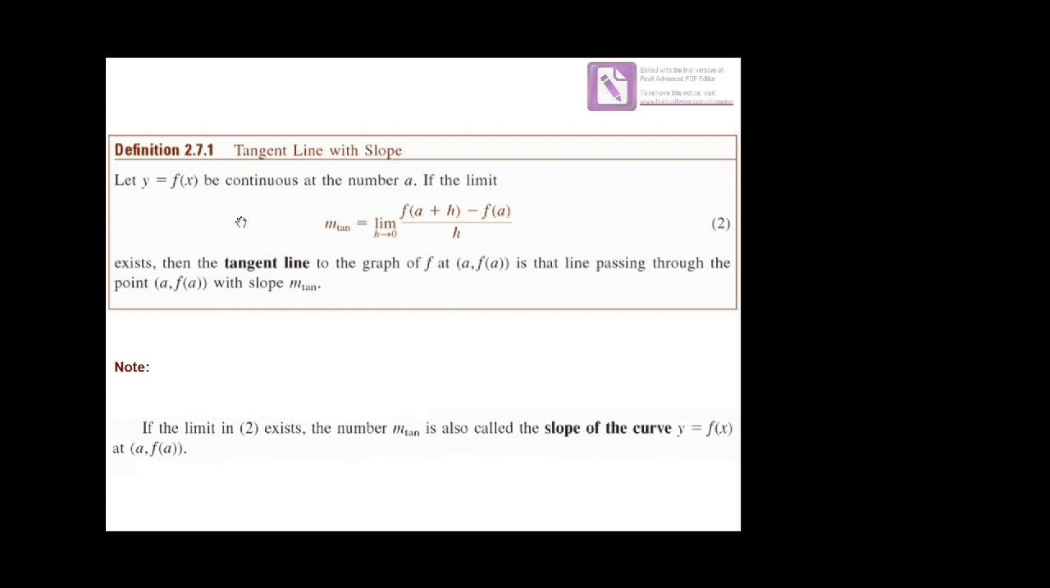So if your function f is continuous and you have a tangent line passing through the point (a, f of a), the slope of this tangent line is given by the limit of f of a plus h minus f of a over h when h approaches 0. And note here, if the limit in 2 exists, the number m tangent is also called the slope of the curve y equals f of x at the point (a, f of a).